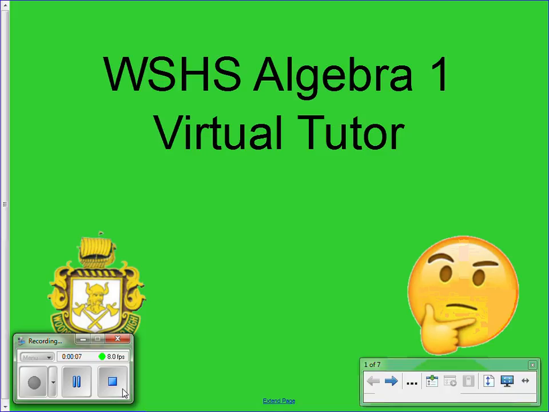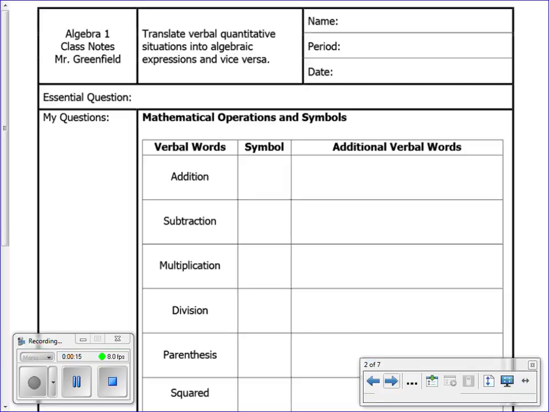Today we are going to be talking about translating quantitative situations into algebraic expressions and vice versa. So we first have to look at our mathematical operations and symbols.